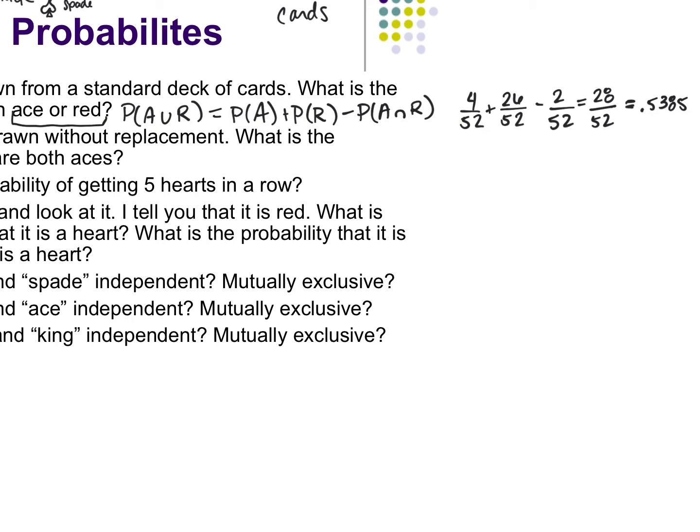Questions on that one? I pulled one card from the deck. What was the probability it was an ace or a red? 0.5385. Okay. So this is our general addition rule, and it can be applied when it's disjoint as well, because that probability of A and red would be 0, right? If I was talking about a deck of cards, well, we'll get there later. Sorry, getting ahead of myself.